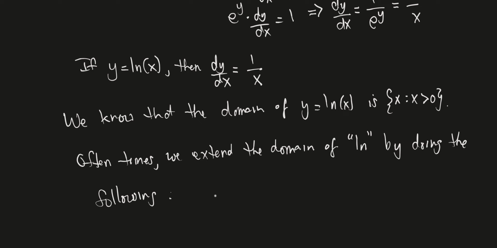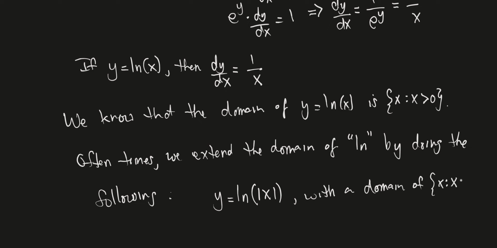So what we do is we say, well, we're going to let y be equal to the natural log, ln, of the absolute value of x, right? Now, if we do this, then suddenly the domain switches from only positive real numbers to all non-zero real numbers, right? So now this function, with a domain of all values of x such that x is not equal to 0, right? We will never be able to take the natural log of 0, right?